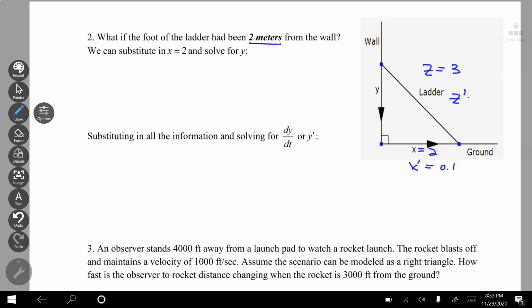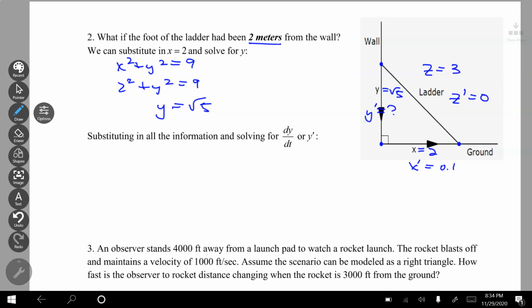And my z prime is still 0 because the ladder length is not changing, it is constant. So if I go back to my Pythagorean theorem of x squared plus y squared is equal to 9 for this particular ladder, and 2 squared plus y squared is equal to 9, I get y equals the square root of 5. So I know that y is equal to the square root of 5. The only thing I don't know is y prime.